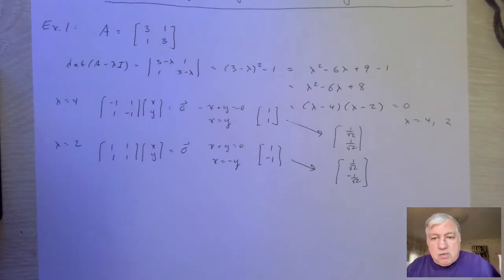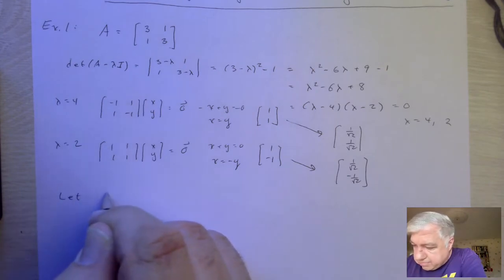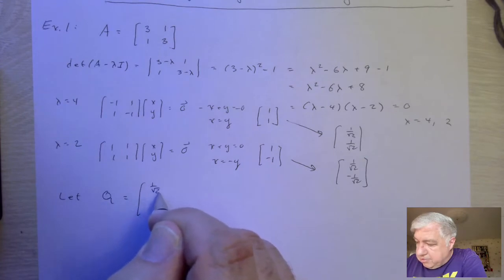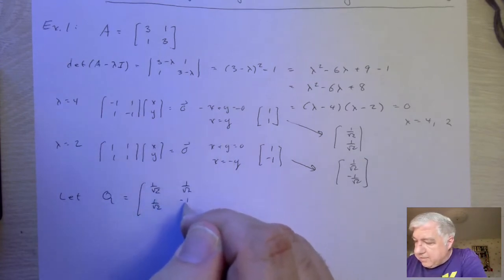We usually call it P, but in this case we're going to call it Q, for a reason you'll see in a moment. So we're going to let Q be 1 over square root 2, 1 over square root 2, 1 over square root 2, negative 1 over square root 2.